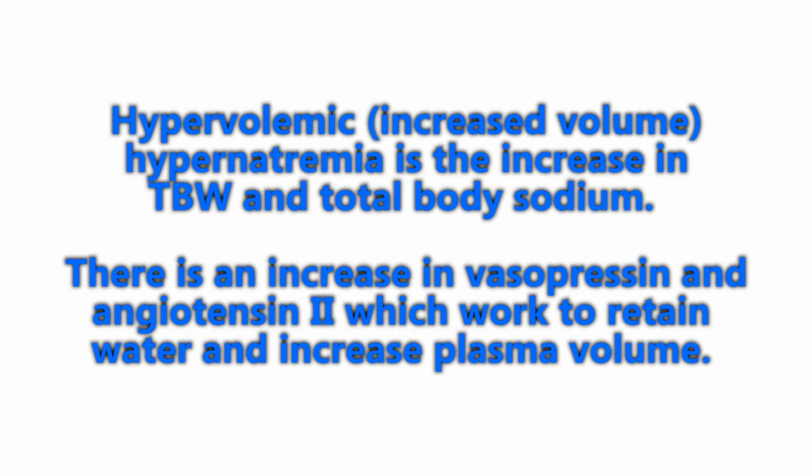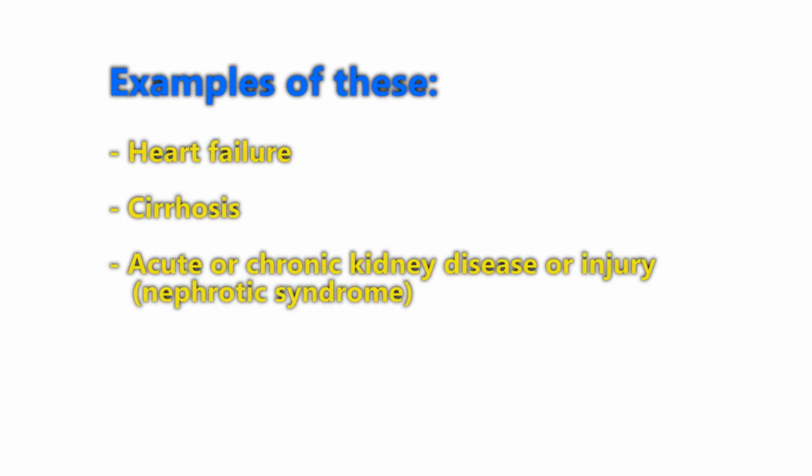And then there's hypervolemic, increased volume, hyponatremia, which is increased total body water and total body sodium. These are edematous disorders. There is an increase in vasopressin and angiotensin II, which work to retain water and increase plasma volume. Examples of these would be heart failure, cirrhosis, or acute or chronic kidney disease or injury like nephrotic syndrome.